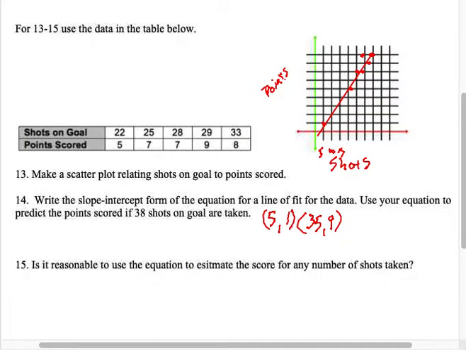Is it reasonable to use the equation to estimate the score for any number of shots taken? No, because we know there are limits to our line of fit. If we took 1,000 shots, that's going to be playing against a pretty awful team. So we might score more goals, right? But if we only get 1 shot because the team's really good, that's going to tell us something else. There are other variables at play. So the answer to this one would be no, it's not reasonable.